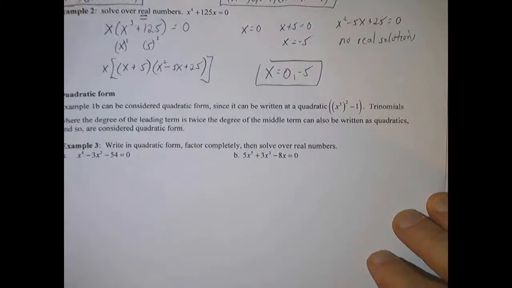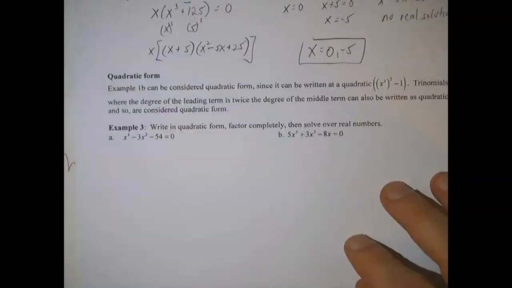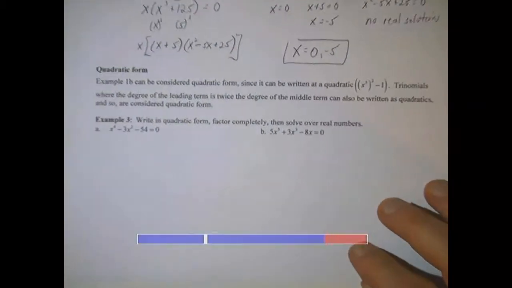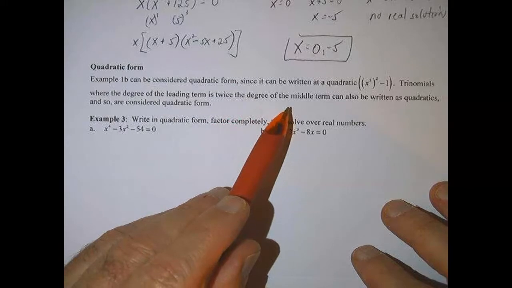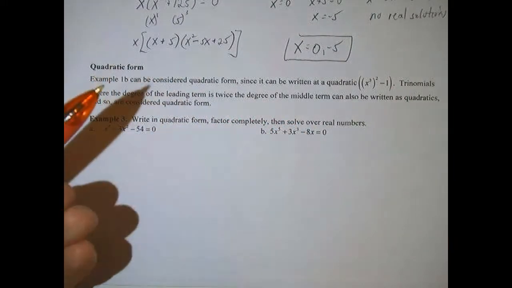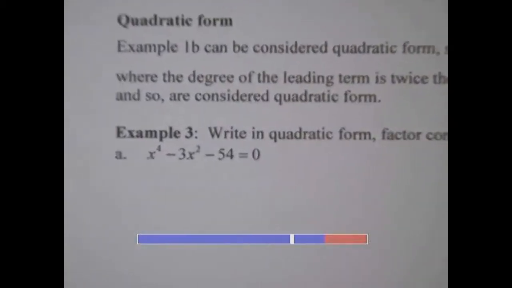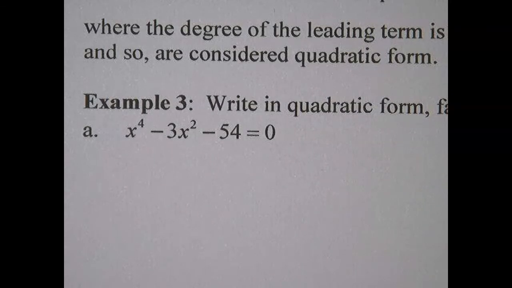All right, so let's see what we have here as a first example. Now, when you have a trinomial, a little clue is, when is it in quadratic form? Whenever the leading term is twice the degree of the middle term. That is what happens with the quadratic, right? The leading term is second degree and the middle term is first degree. Well, here, the leading term is fourth degree and the middle term is second. So this should work.